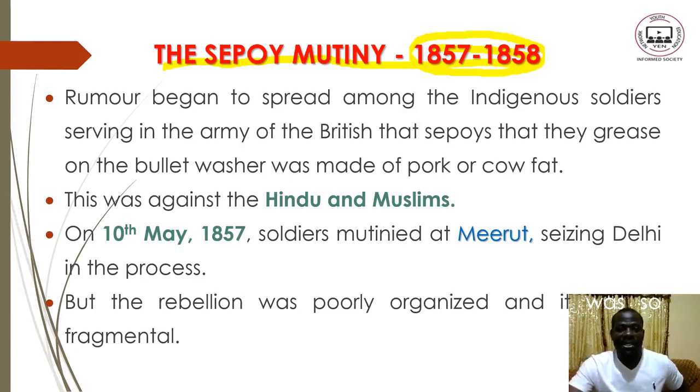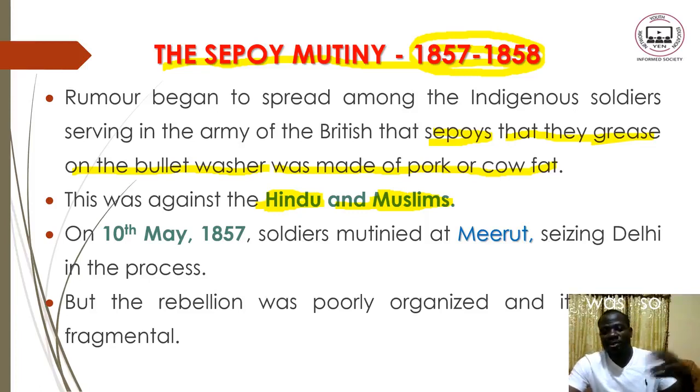So what happened was that there was a rumor that was spreading among the soldiers who were serving in the British army. They said that the grease on the sepoys' bullet was made of pork or cow fat. So that one, it was against the Hindus and the Muslims. Remember, the Hindus, they regard the cow as a sacred animal. So killing the cow is not commonly done among the Hindus, and the Muslims, you know about pork, they don't touch that pork.